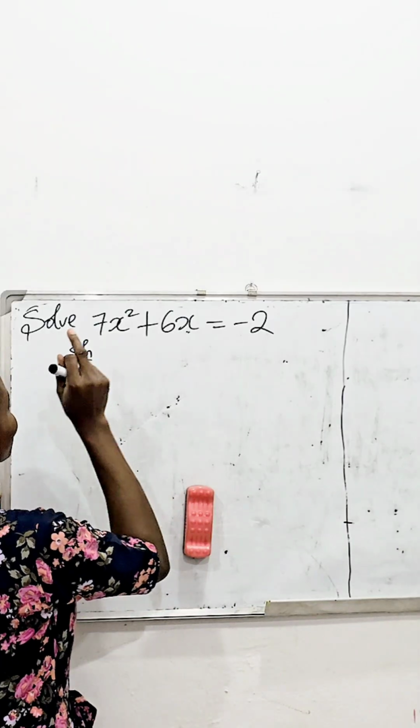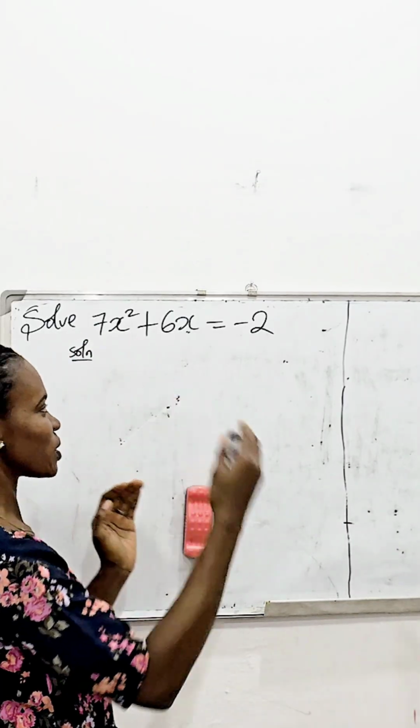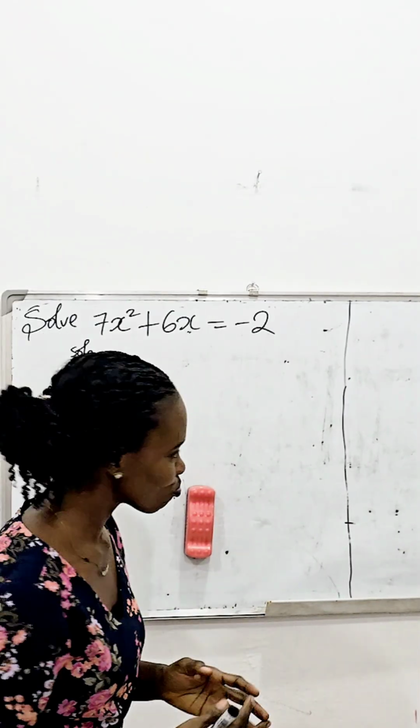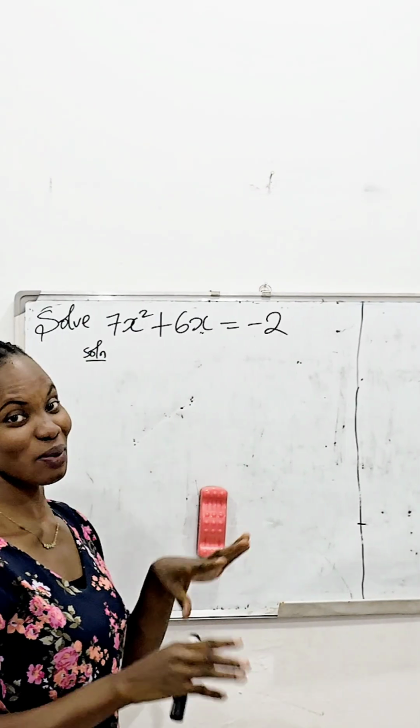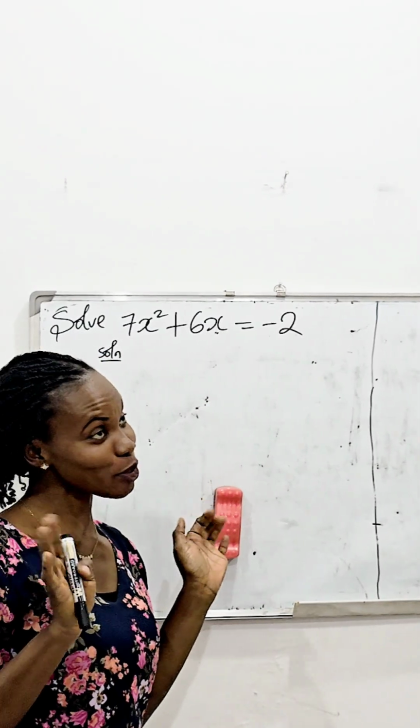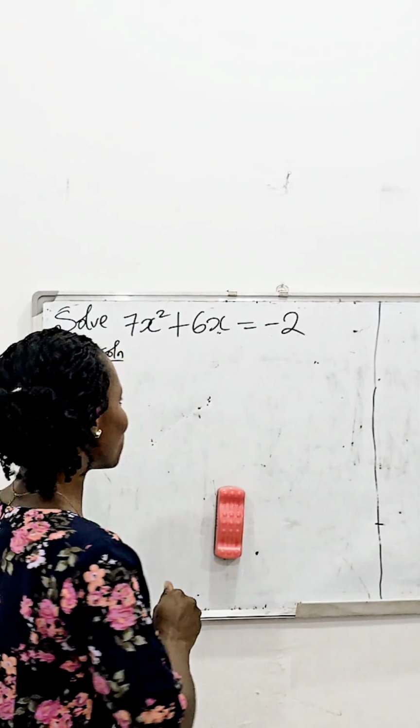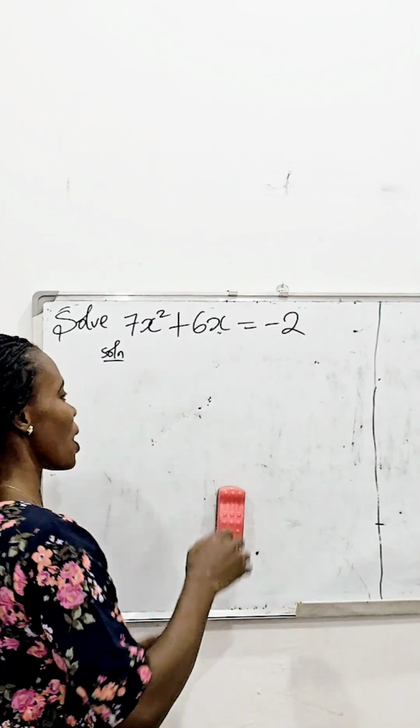Okay, so we have: solve 7x squared plus 6x equals minus 2. If you look at this question, it's already telling us it's a quadratic equation. So we're going to use the quadratic formula to answer this.